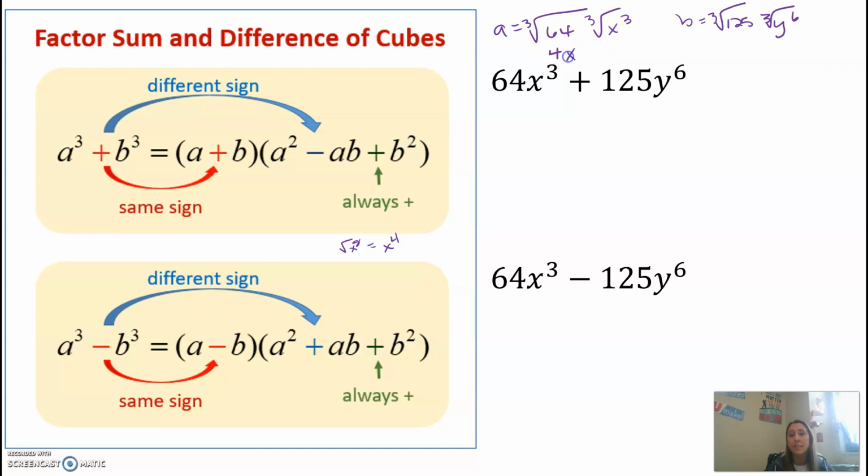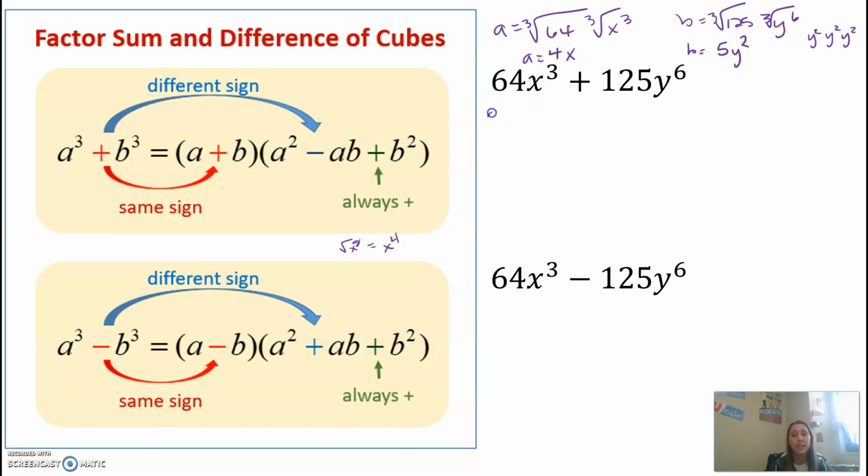So the cubed root of 64 is 4, and the cubed root of x cubed is x, so that's what my a is going to equal. And then my b is going to be 5, and the cubed root of y to the 6th, well, 1/3 of 6 is 2, so it's going to be y squared. And that makes sense, right? Because if I do y squared times y squared times y squared, I get y to the 6th. So my b is 5y squared, and my a is 4x.